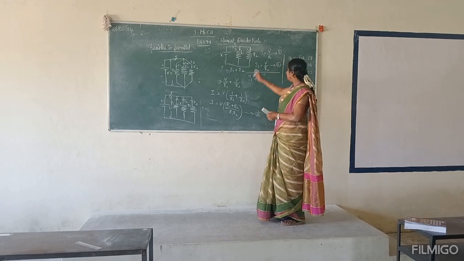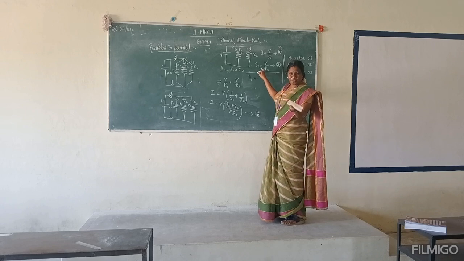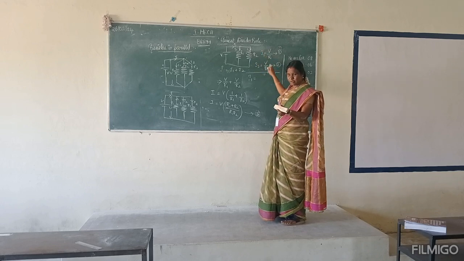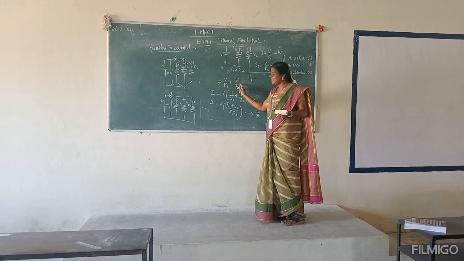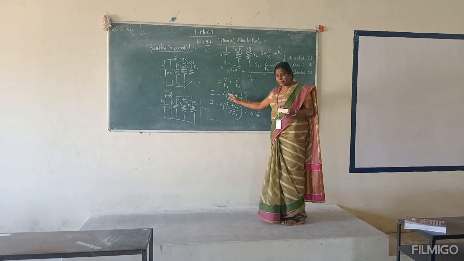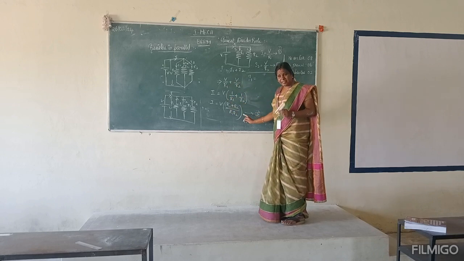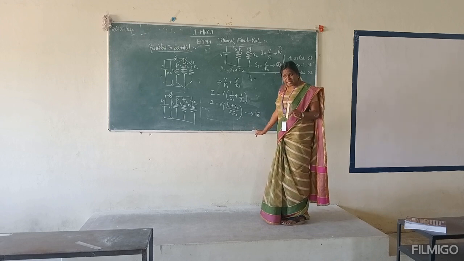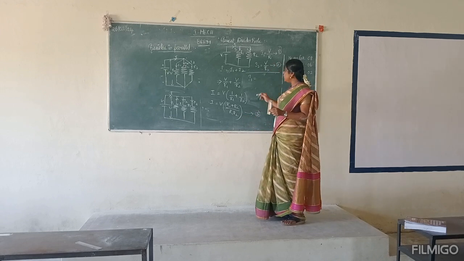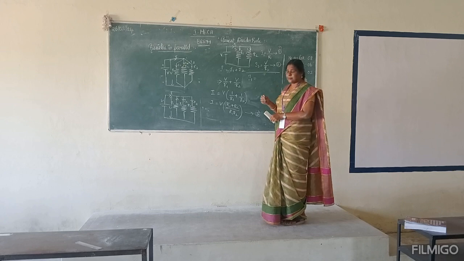See, up to this is clear. Same as whatever I told you: I1 is equal to V by R1, I2 is equal to V by R2. Since there are only two resistors, just add it. Take the common and take the LCM and get this. Okay? Up to this is clear. Now substituting 3 in 1 and substituting 3 in 2. First substitute 3 in 1.